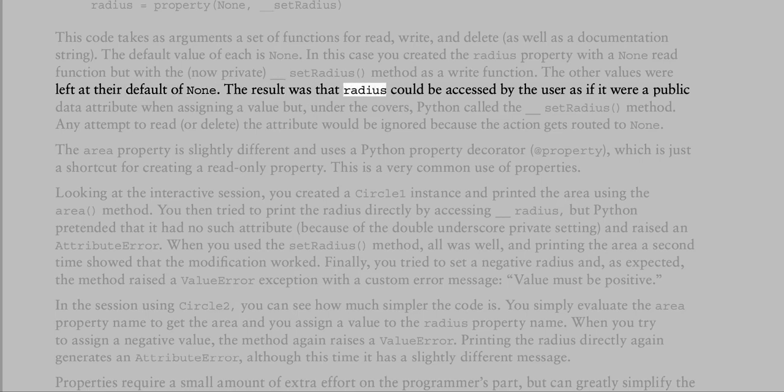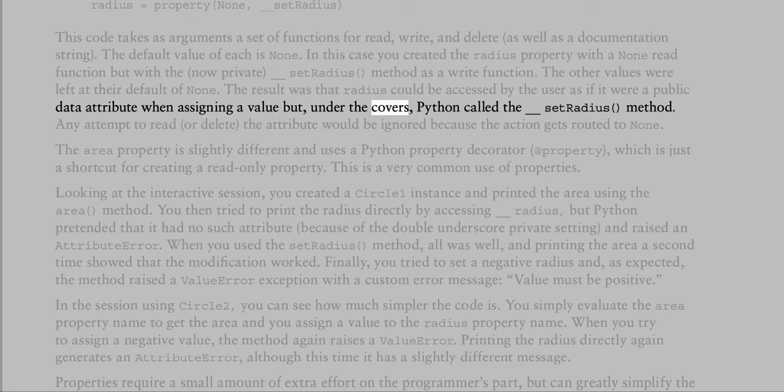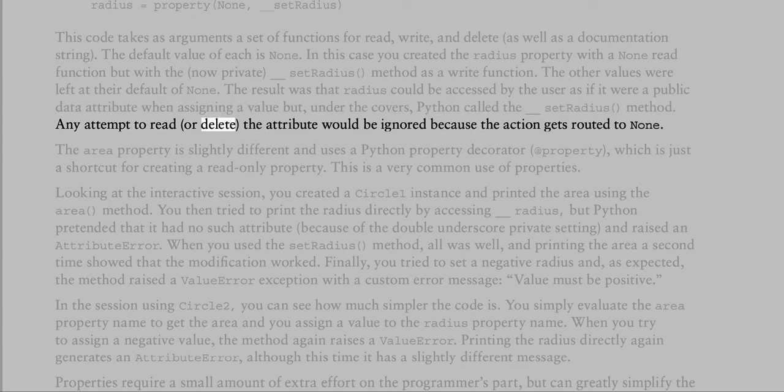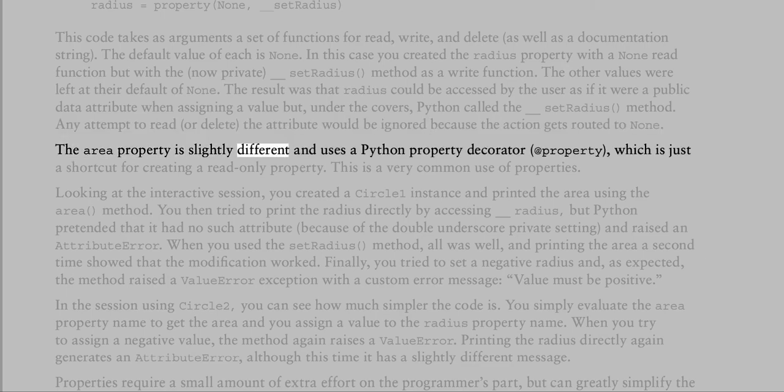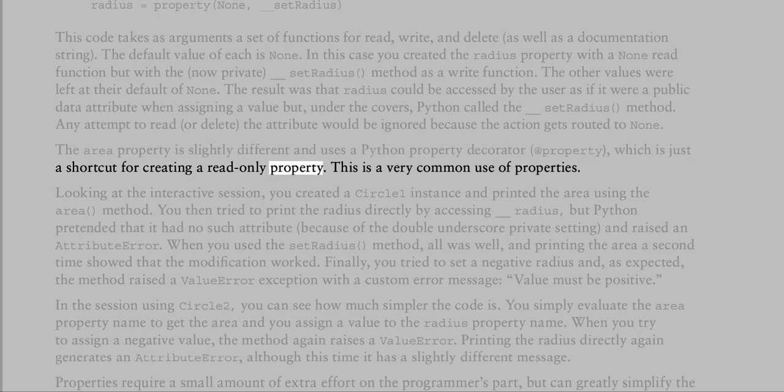The result was that radius could be accessed by the user as if it were a public data attribute when assigning a value, but, under the covers, Python called the __set_radius method. Any attempt to read or delete the attribute would be ignored because the action gets routed to None. The area property is slightly different and uses a Python property decorator, @property, which is just a shortcut for creating a read-only property. This is a very common use of properties.